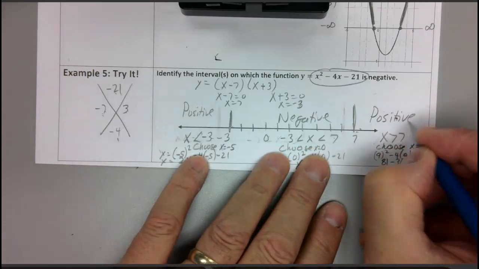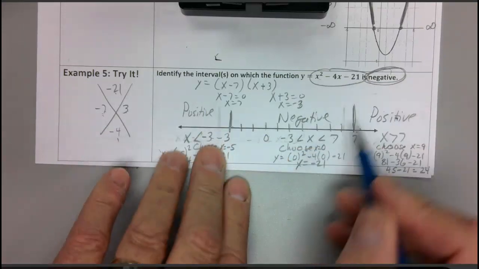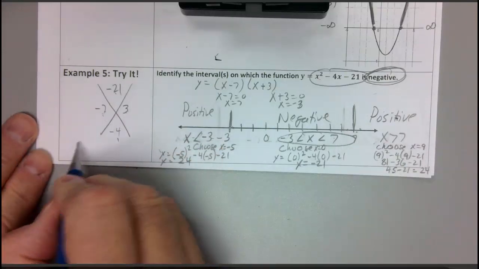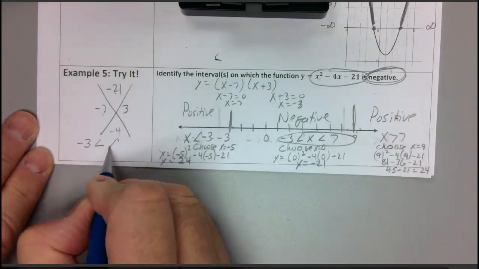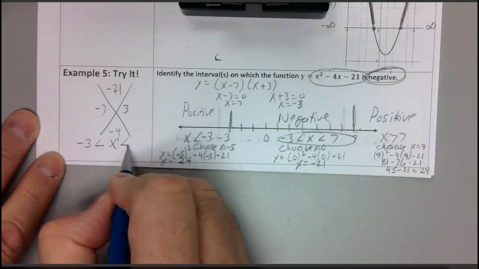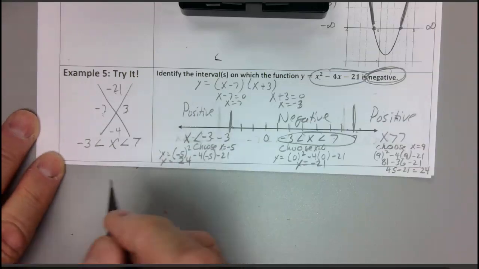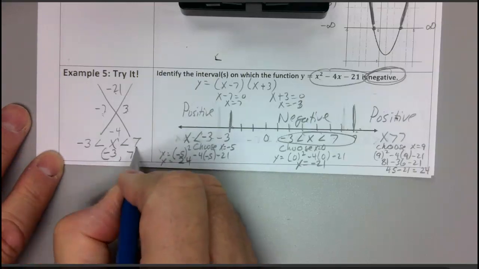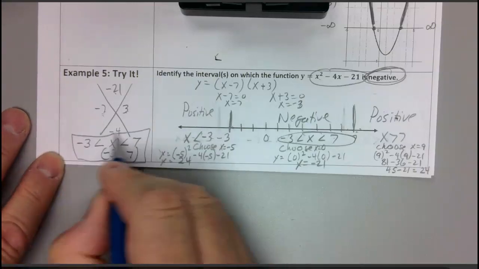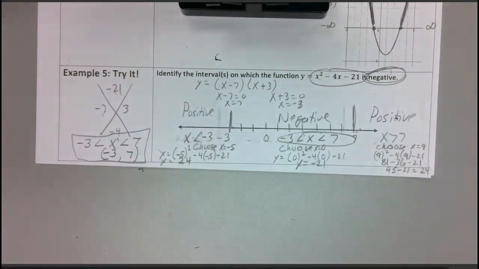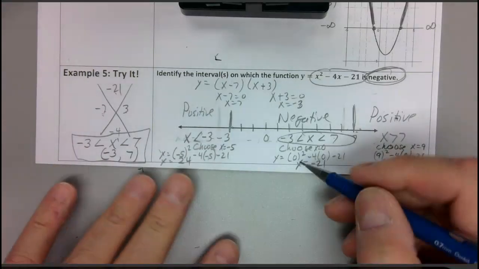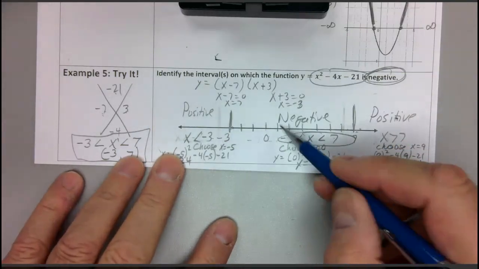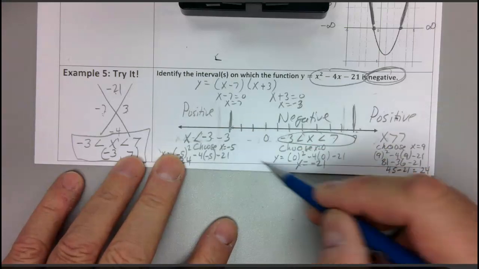Now this one they wanted to know where it was negative. So it's negative on this interval right here. So it's negative where x is greater than negative 3 but less than 7. The interval notation would be like this, negative 3 to 7, both parentheses. And if you graph this, you would see that your values would be negative between these two, so the parabola's vertex is sitting down here, something like this. Okay?